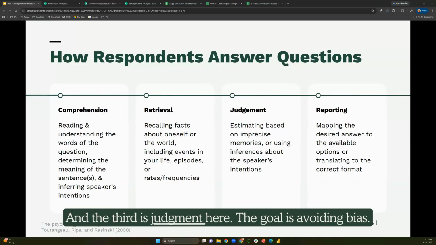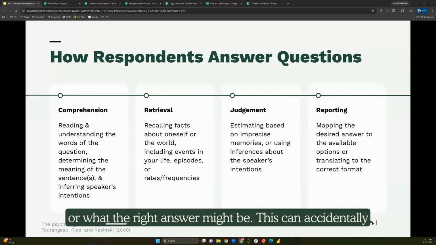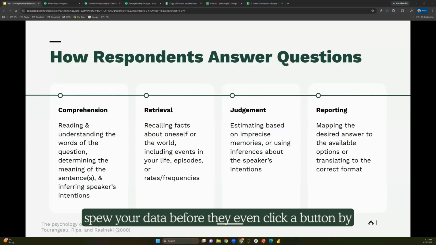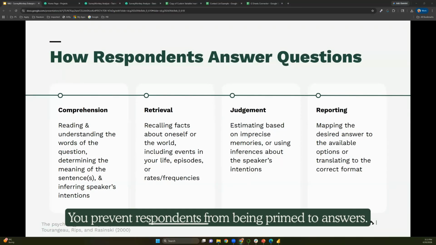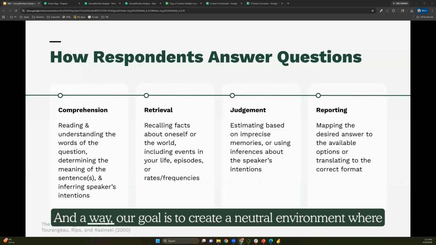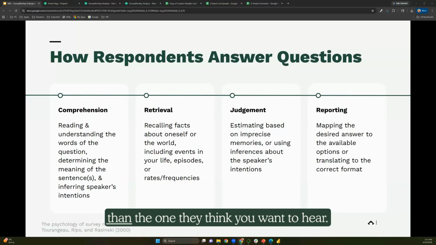And the third is judgment. Here, the goal is avoiding bias. It's important to remember that respondents are human. They naturally look for patterns and try to guess your intentions or what the right answer might be. This can accidentally skew your data before they even click a button. By asking your broad questions first and avoiding leading yes or no phrasing, you prevent respondents from being primed to answer a certain way. Our goal is to create a neutral environment where the respondent feels comfortable giving their honest opinion rather than the one they think you want to hear.